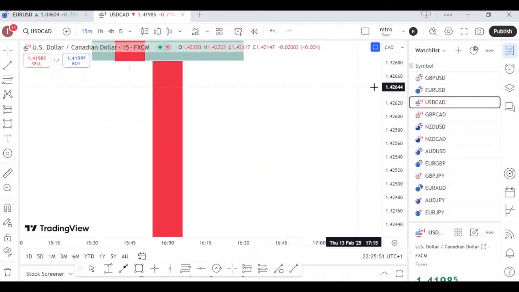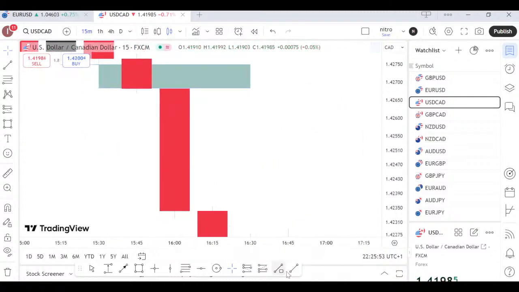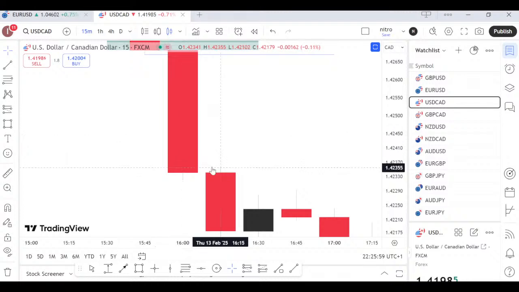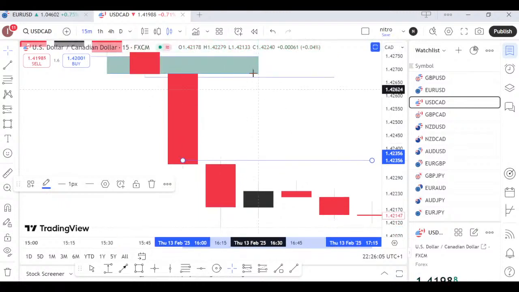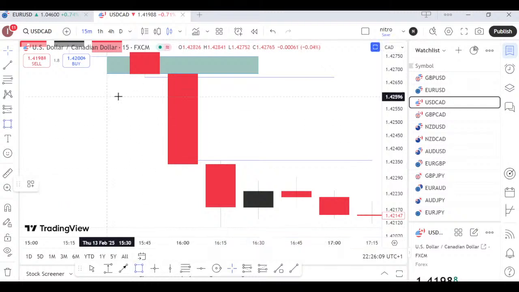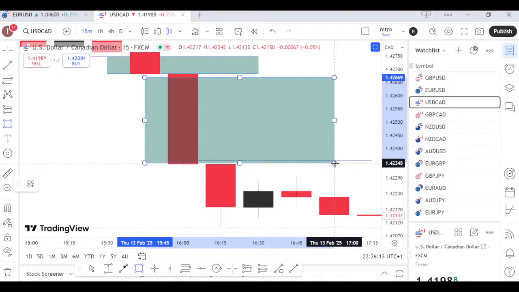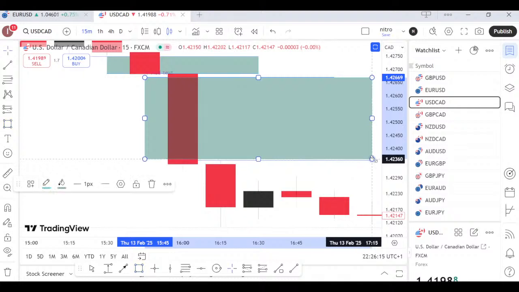Can you see? Now look at this one again. Look at the pin of the first one, and then the pin of the third one. Do you see? Look at this whole space. This is what we call what? An imbalance. Please let me know if you understand this whole concept right now.